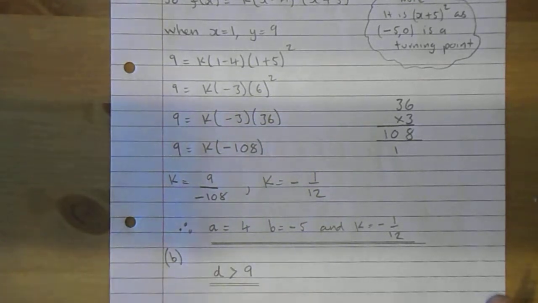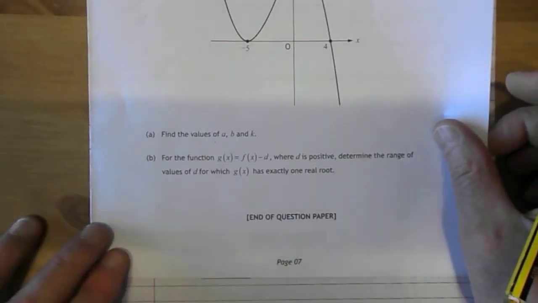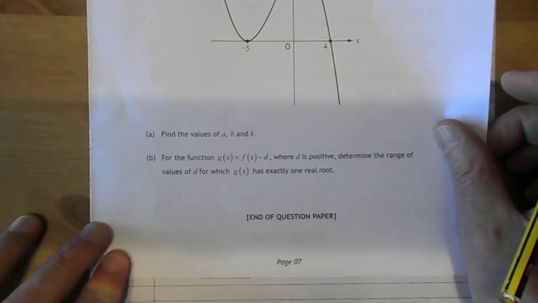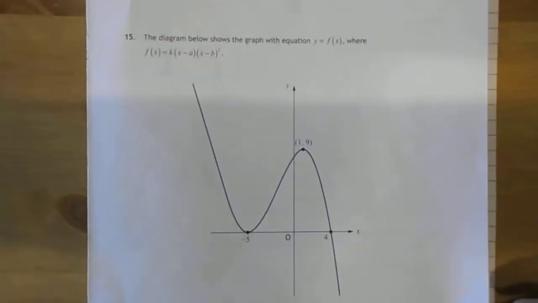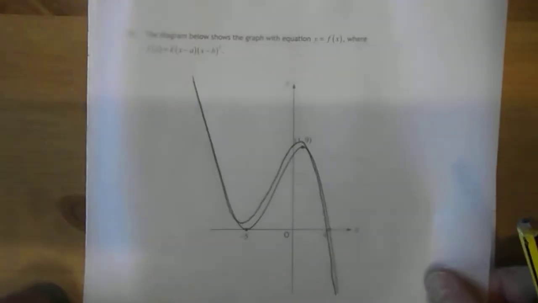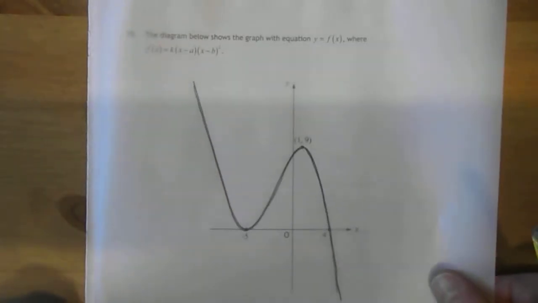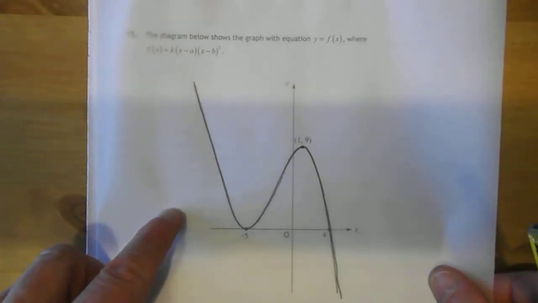Now for part B, it starts telling you here, for the function g of x, which is f of x take away d, where d is positive, determine the range of values for d for which g of x has exactly one real root. Okay, well, no expense spared here whatsoever. There is a tracing of the original function.